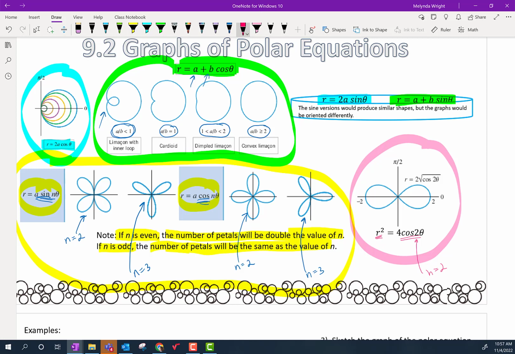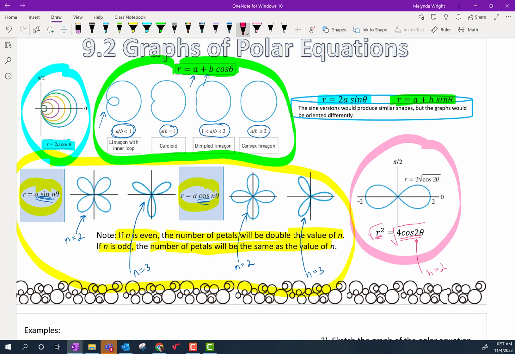And if we were to square root both sides, we know the square root of 4 cosine 2 theta can't be negative. So instead of having 4 petals, like it would be if it was just 4 cosine 2 theta, it's going to have 2 because 2 are eliminated.